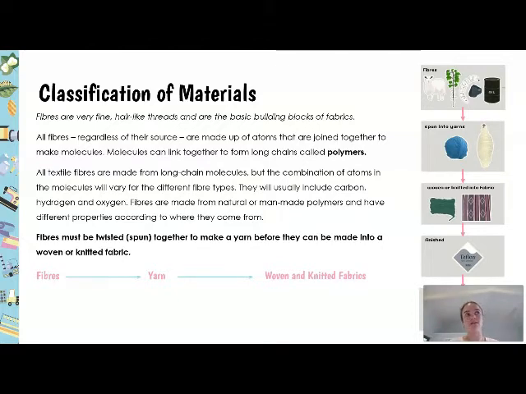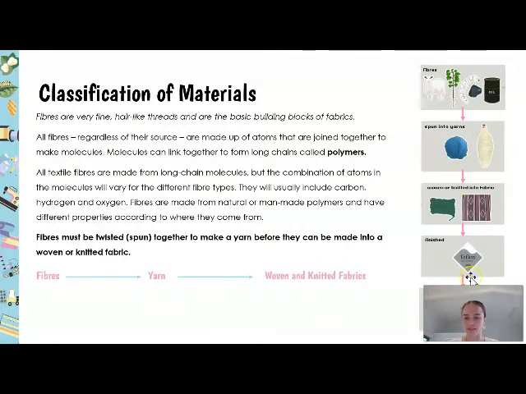Man-made is something like nylon or polyester, because they're synthetic fibres and they're made from chemicals or byproducts of plants, but they're made from that. So fibres must be twisted, spun together to make a yarn before they can be made into a woven or knitted fabric. Okay, so we're starting at fibres, we've got yarns next, and then we've got woven and knitted fabrics, and we'll get into that.